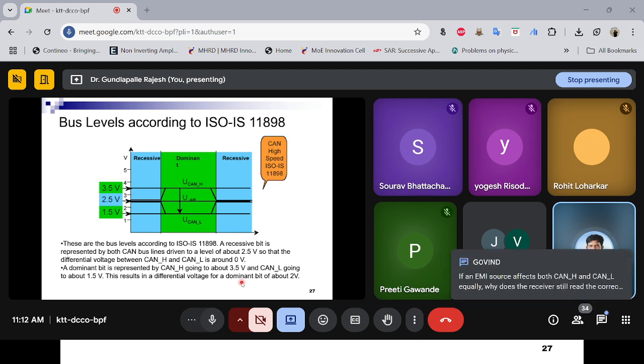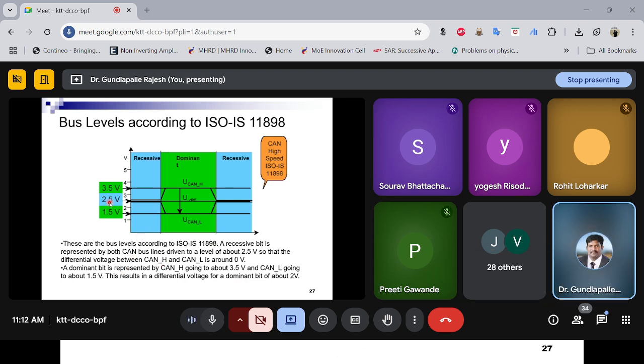Then the bus levels, in the sense of the voltage ratings that are maintained. Usually the voltage will be 2.5 volts for the recessive ones, and for the dominant zeros it will be 1.5 volts or 3.5 volts. So the difference should be maintained at 2.5.